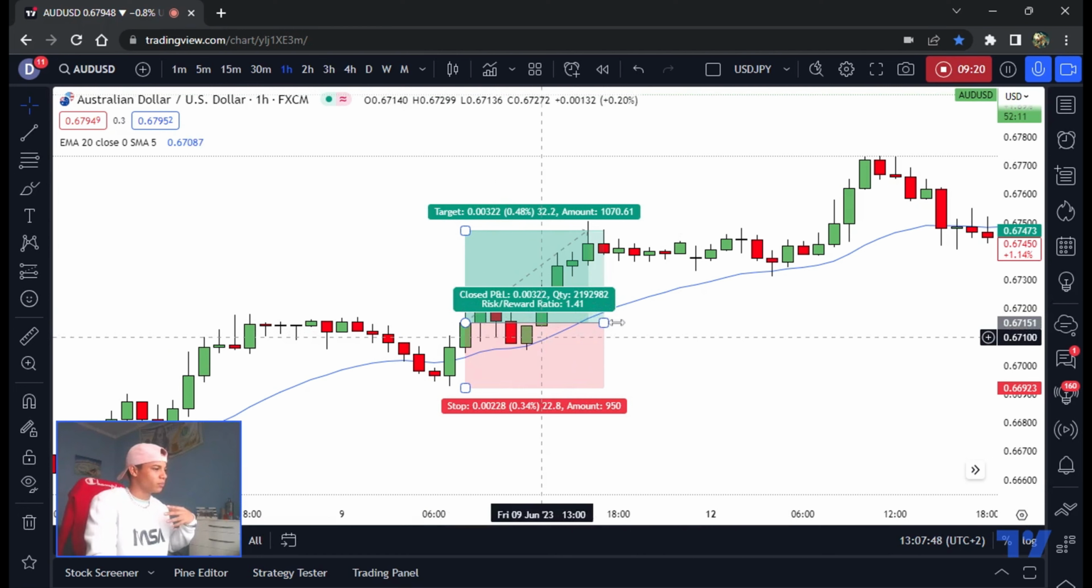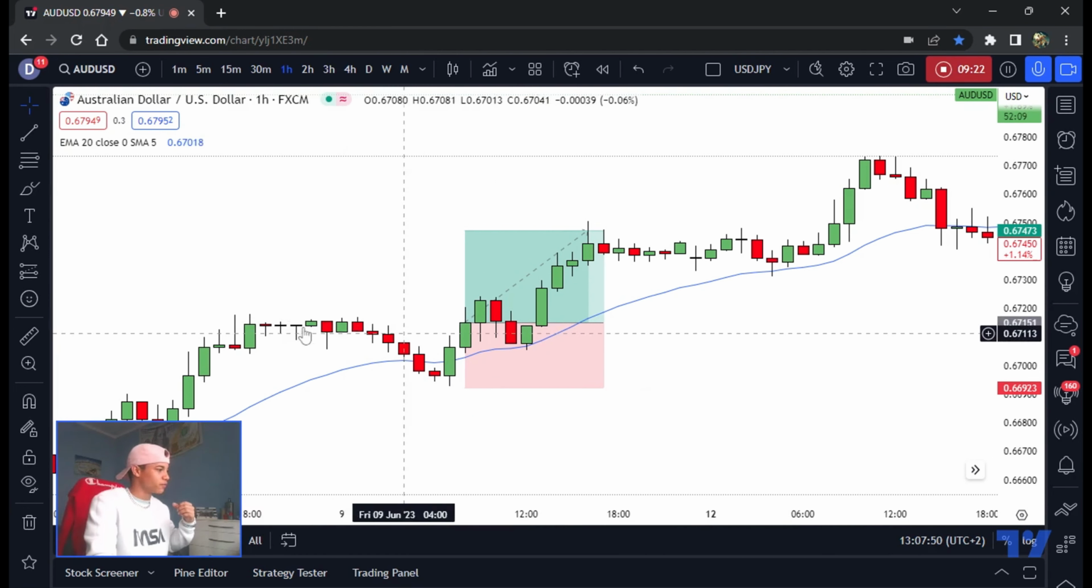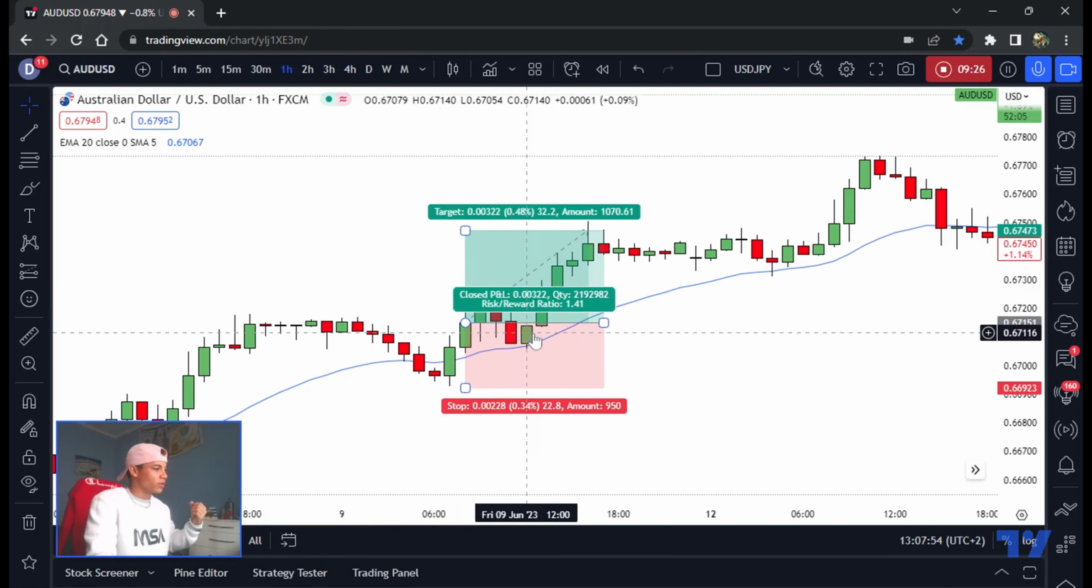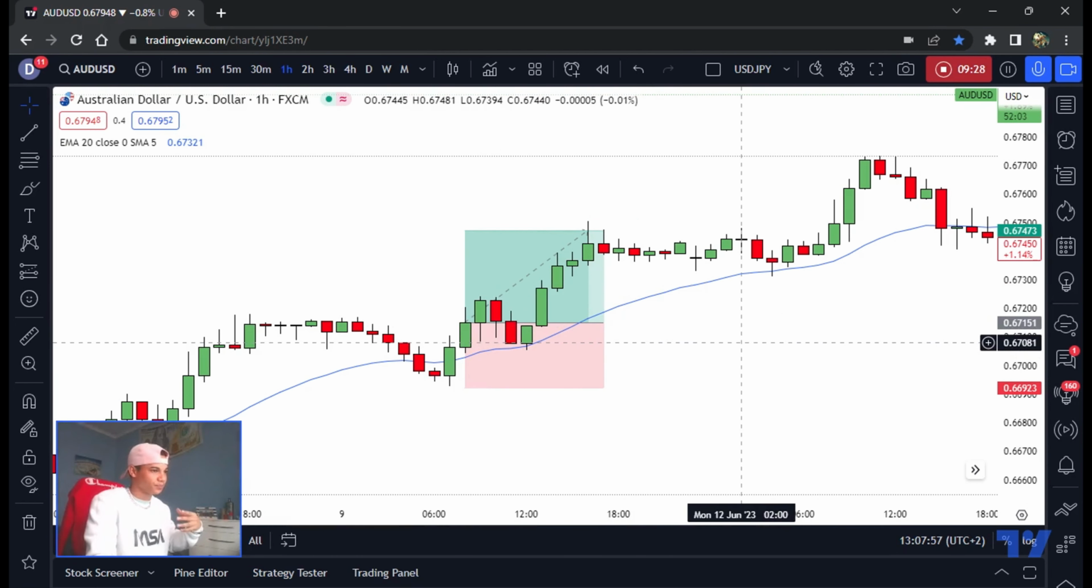We had price pulling back, but since this was an area of resistance right here on the left that turned to support, we had price finding support at that area.